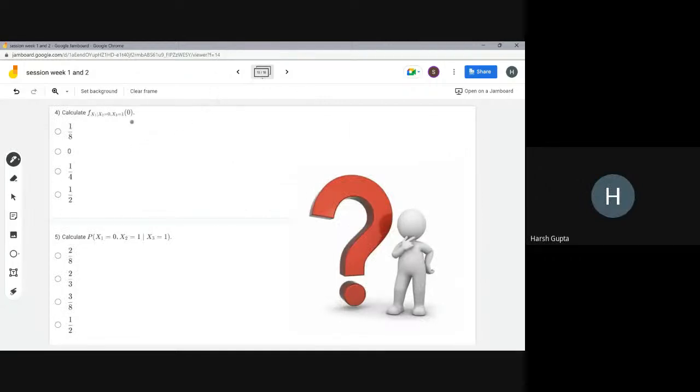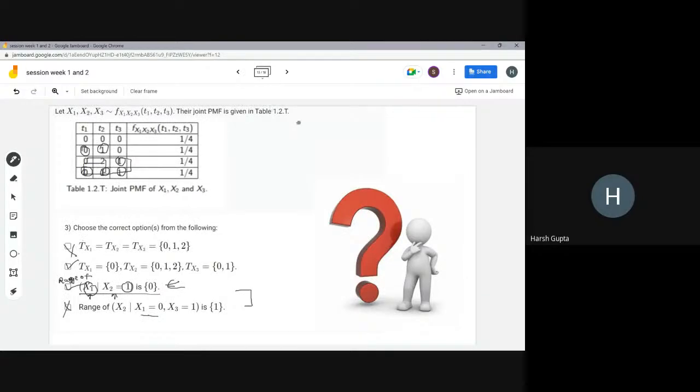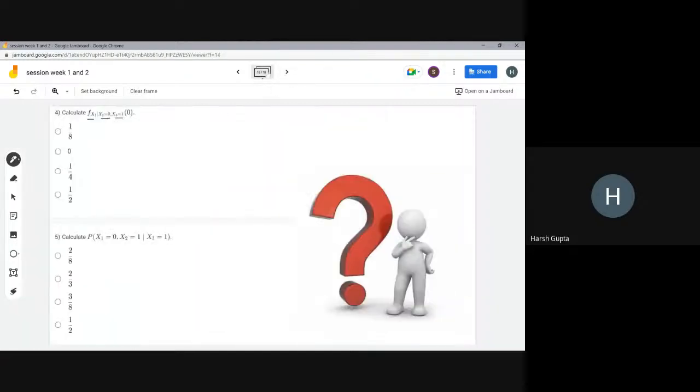Okay. Now we have to find the probability that X1 given X2 and X3 is 1. X2 is 0 and X3 is 1 and X1 is 0. How to find this? Just see the probability table. Nothing to do. See the probability table. I will write here probability of X1 given X2 is what? 0, I think. X2 is 0 and X3 is 1.